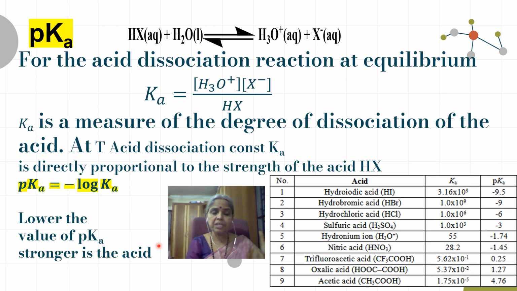So what is pKa? pKa is the negative logarithm of acid dissociation constant Ka. Ka directly measures the hydrogen ion concentration in the solution. Higher the value of Ka, stronger is the acid. So lower the value of pKa, stronger will be the acid. Why? Because pKa is the negative logarithm of Ka. Same is the case with pKb.